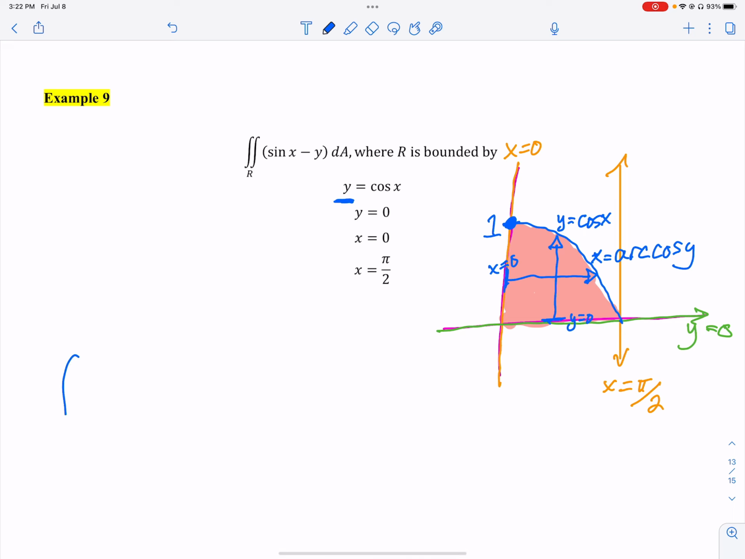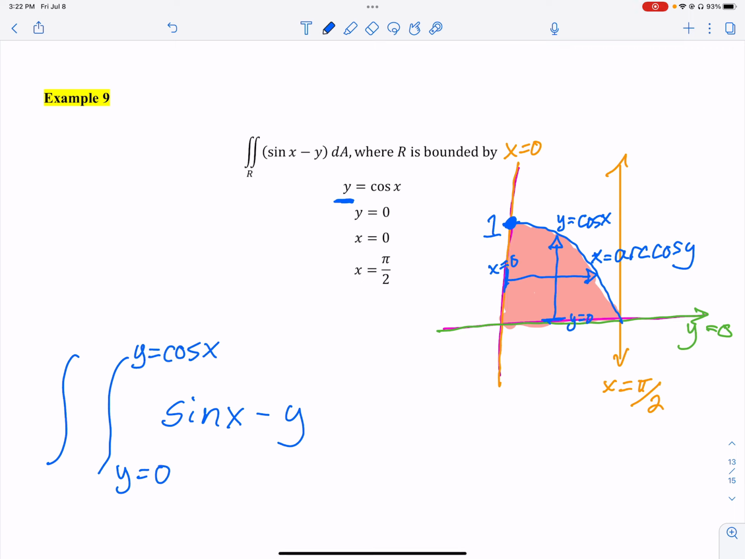So when we set this up, we are going to do y equals 0 to y equals cosine x. We do that first because that puts it in terms like we're going to be plugging x's in. The bounds are y's, so that's dy. And then the x's go from whatever the x's go to. So it goes from x equals 0 to x equals pi over 2. We don't care about the curve anymore because the first part of it is going to take care of the curve. So we have that.